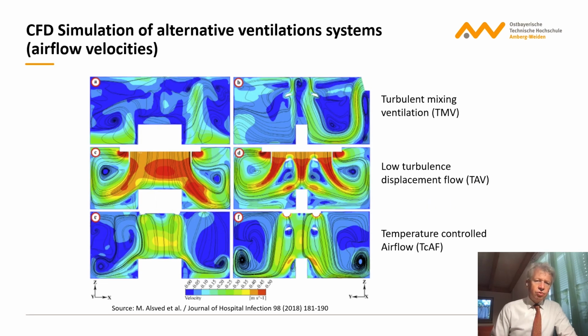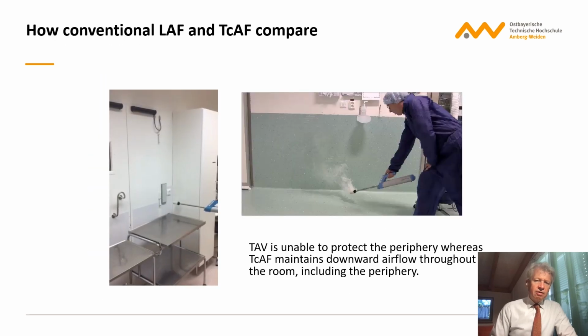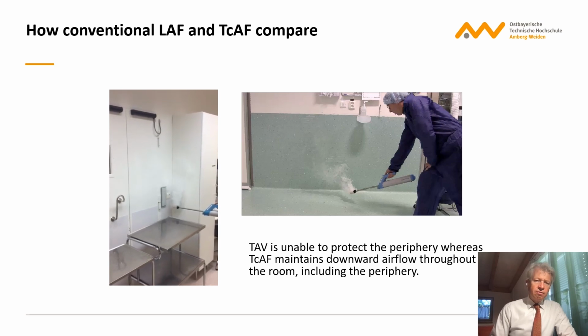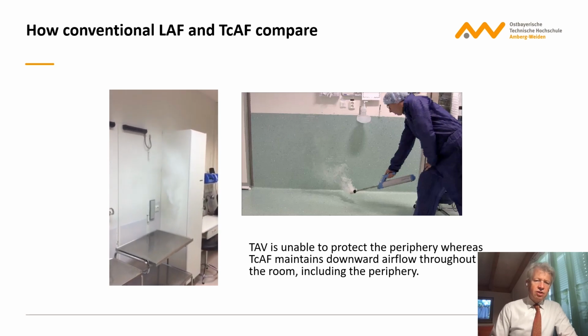This is mainly due to the interference and the flow of the air within the operating theater, as demonstrated here by these CFD simulations. You can clearly see that even though the low turbulence displacement flow, the laminar airflow, creates a nice protected area, with the turbulence in the periphery, it actually creates more problems than it resolves, whereas the temperature-controlled airflow can maintain a continuous downward flow.